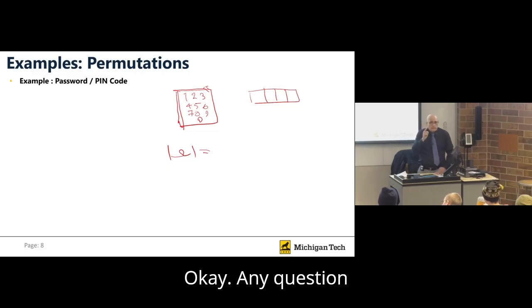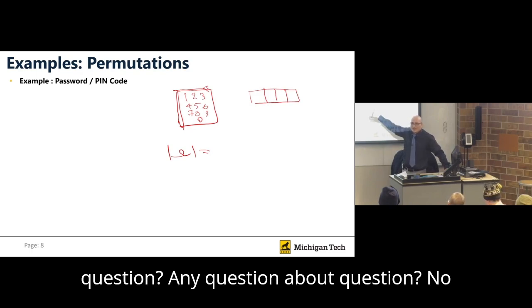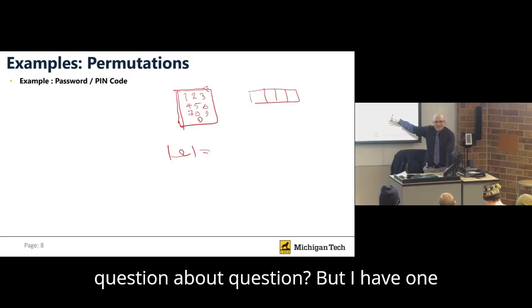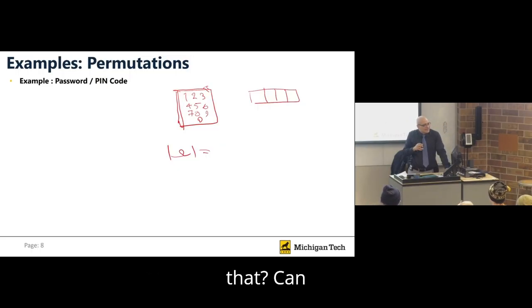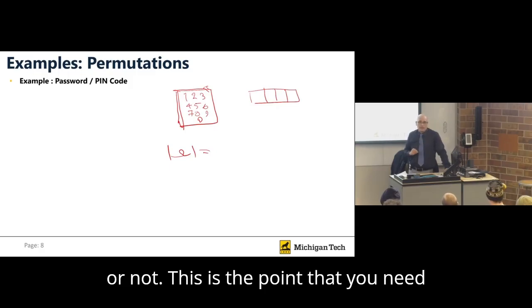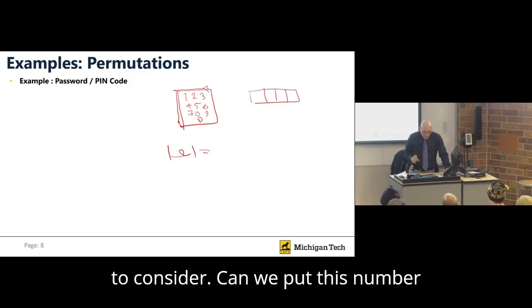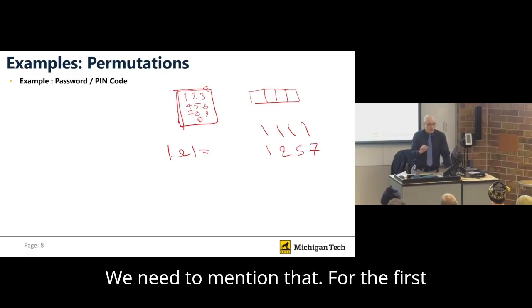Any questions so far about the question? Any question about the question? No question about the question? But I have one question about the question. Can these numbers repeat or not? This is the point that you need to consider. Can we put 1, 1, 1, 1, or does it need to be 1, 2, 5, 7? We need to mention that.